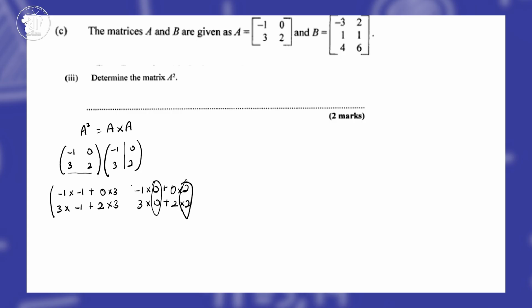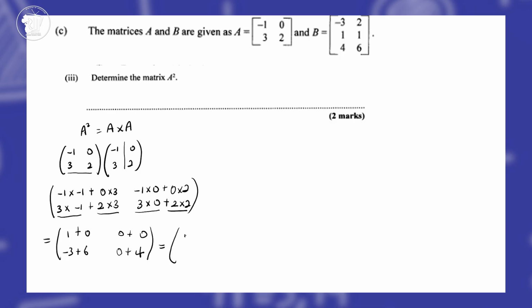So the key thing to look for would be that these are the same and you are good to go. So let's simplify this. Negative 1 times negative 1 will be a positive 1 plus 0 times 3 is 0. Negative 1 times 0 would be 0 plus 0 times 2 would be 0. Then we'll have 3 times negative 1 would be a negative 3 plus 2 times 3 would be 6. Then we'll have 3 times 0 is 0 plus 2 times 2 is 4.